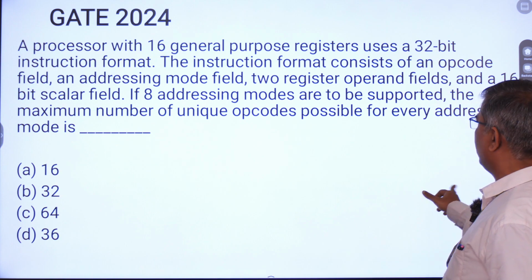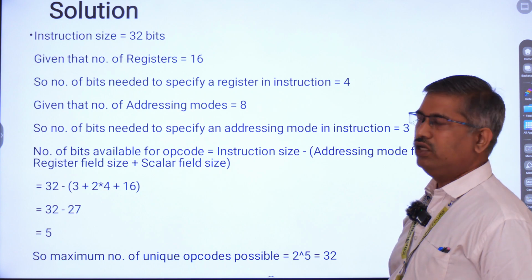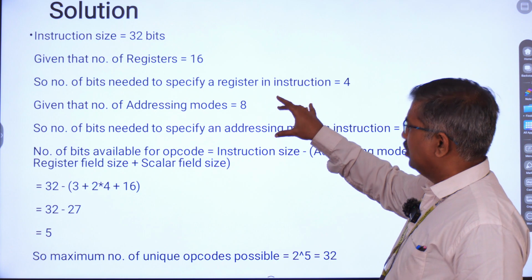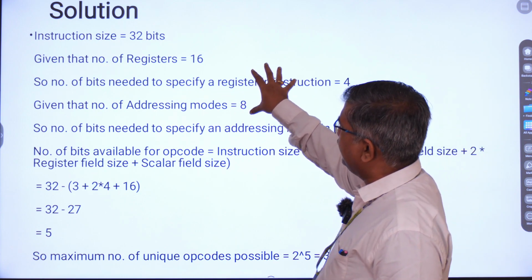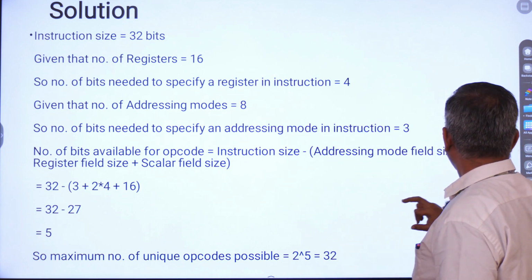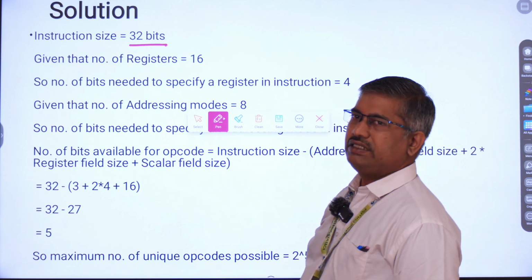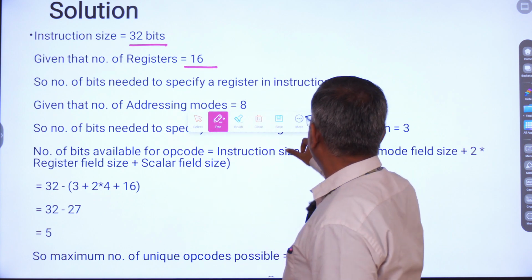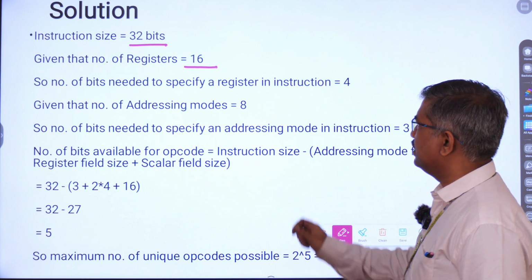So here we are going to see how to solve this question. First, we need to write down the available data in the question. Instruction size is given, that is 32 bits. And then it is given that the number of registers is 16.